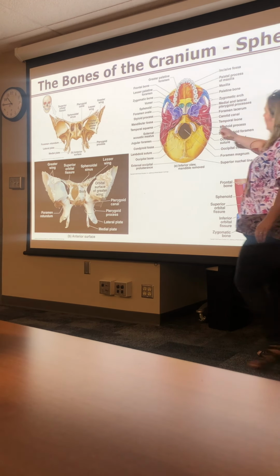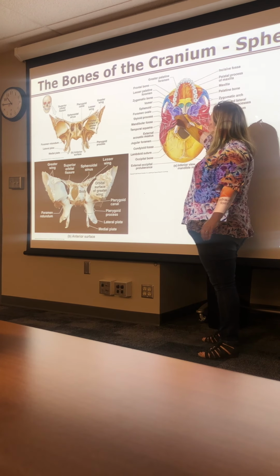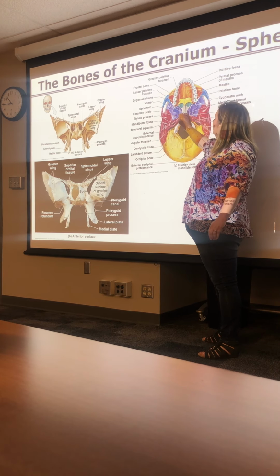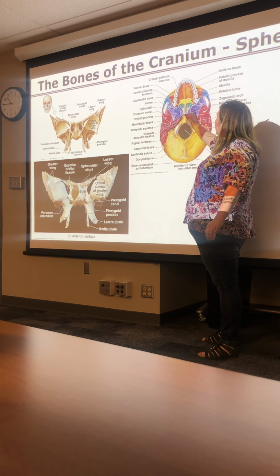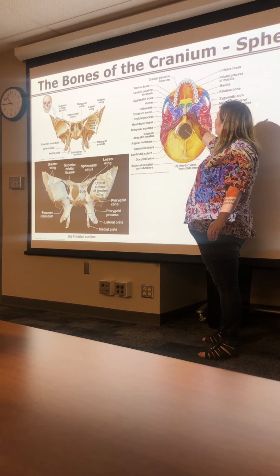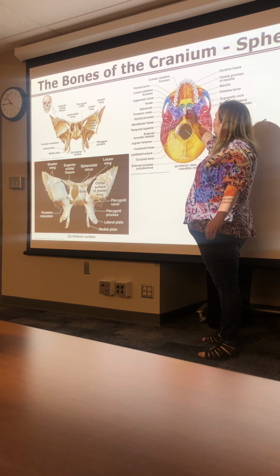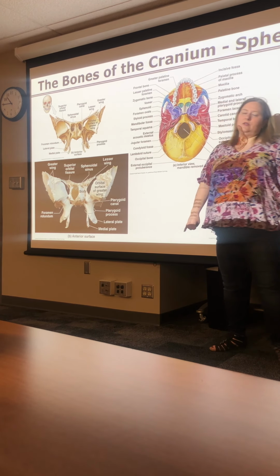So here is the pterygoid process. This is the lateral plate, this is the medial plate, this is the medial plate, this is the lateral plate. And in between is a fossa called the pterygoid fossa. So the whole thing is the pterygoid process, medial and lateral plate, and there's a fossa in between called the pterygoid fossa.